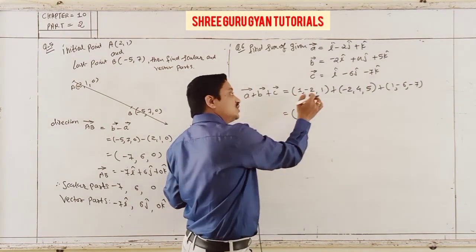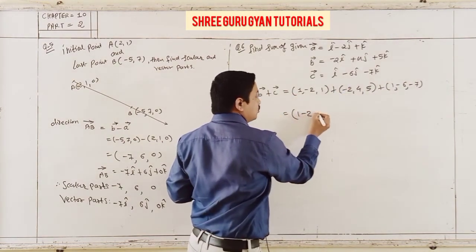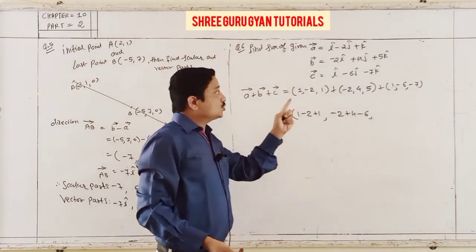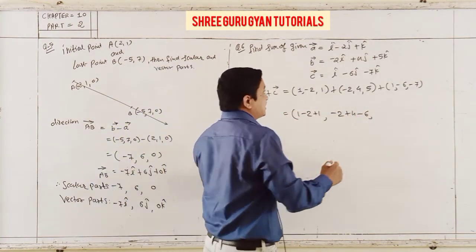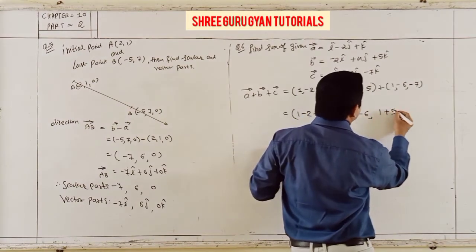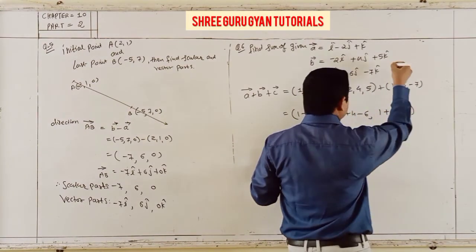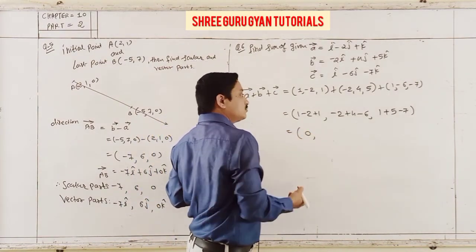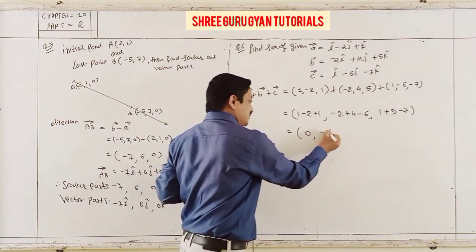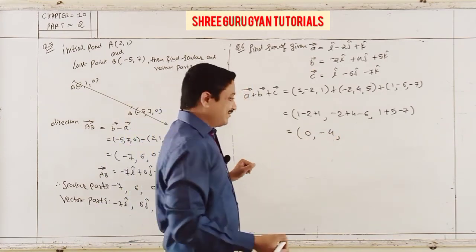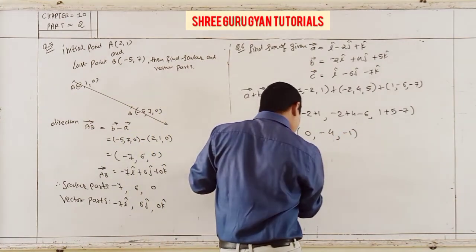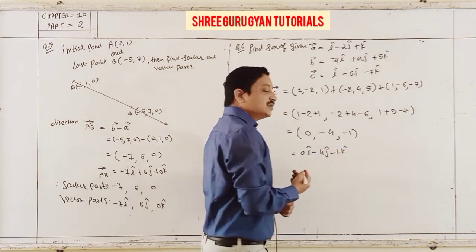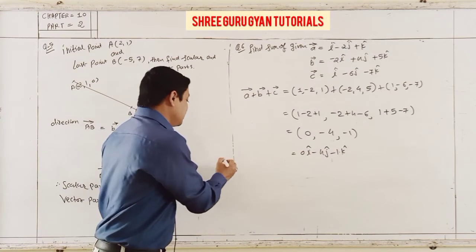Students, you can attach first data: 1 minus 2 plus 1, comma, minus 2 plus 4 minus 6, and last, 1 plus 5 minus 7, and calculate the answer. 2 minus 2 is 0, 4 minus 8 is minus 4, and 6 minus 7 is minus 1. We get 0i minus 4j minus 1k, and that's the students' simple answer.